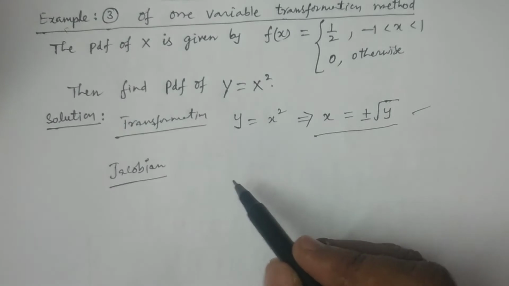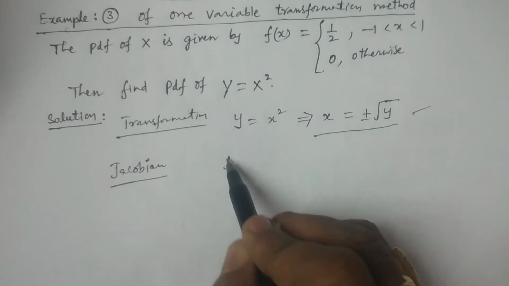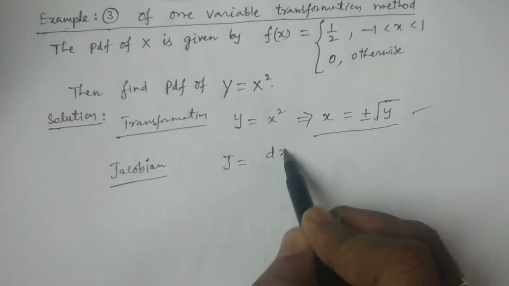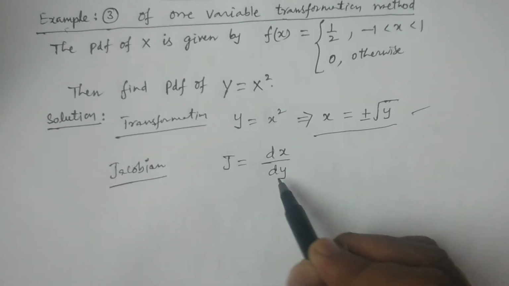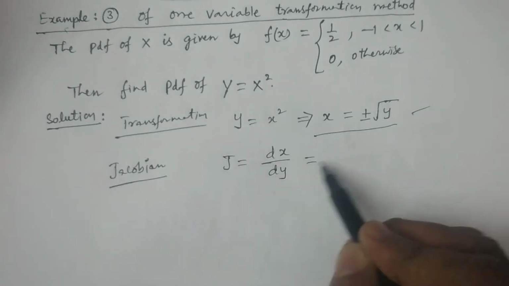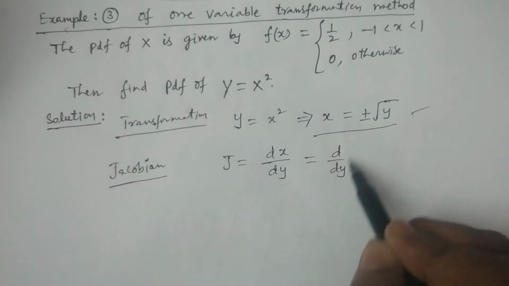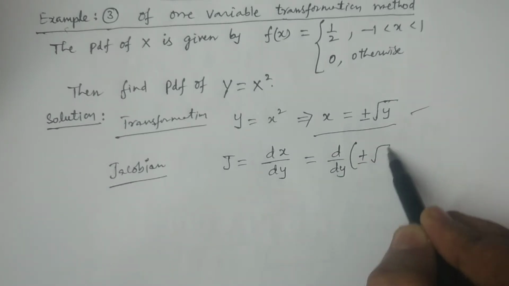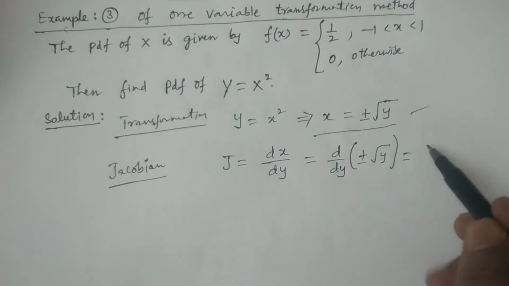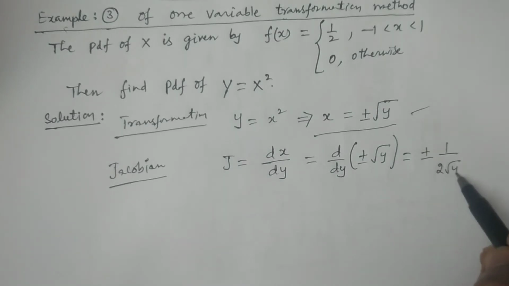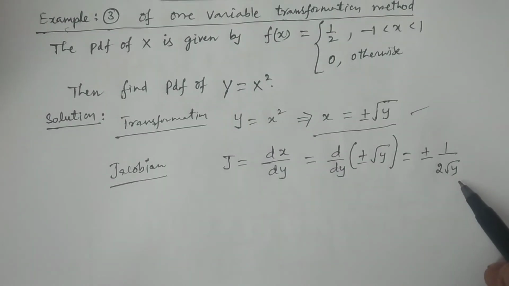The second point, the Jacobian, is nothing but J = the known variable differentiated with the unknown variable, that is dx/dy. So d/dy of x, which is plus or minus root y, is plus or minus 1 by 2 root y. The differentiation of root y is 1 by 2 root y. Hope you understand the Jacobian.